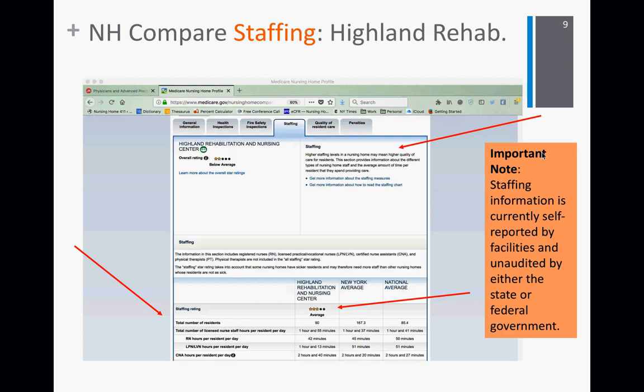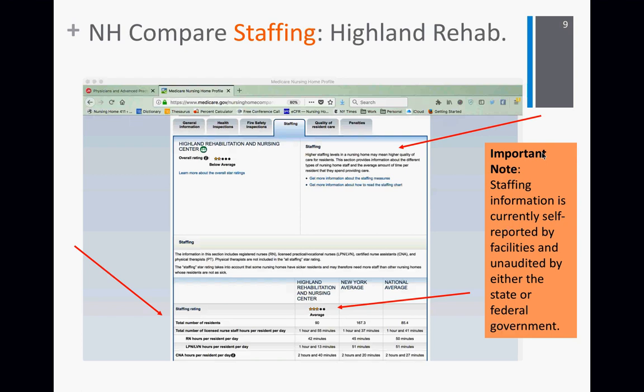As I note on the right-hand side, and this is very important, staffing information on Nursing Home Compare is currently self-reported by facilities and is not audited by either the state or the federal government. So we and others have had long-standing concerns that this information may often be inflated, because nursing homes, and the industry as a whole, realize that having more staffing is associated in the public mind, rightfully so, I would say, with good care. So too often we are concerned that there is an inflation of those numbers. We'll talk more about what CMS is doing to address that issue.